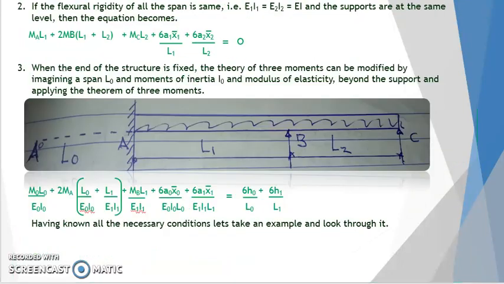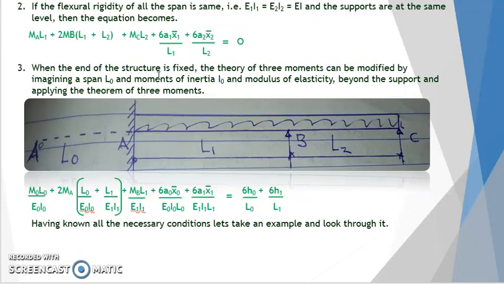Then the second special case is if the flexural rigidity of all the spans is the same, that is E sub 1 I sub 1 is equal to E sub 2 I sub 2 is equal to EI, and the supports are at the same level, then the equation becomes this. So at that point you know that the EI cancels out. That's when all the spans are the same. You end up having this equation.